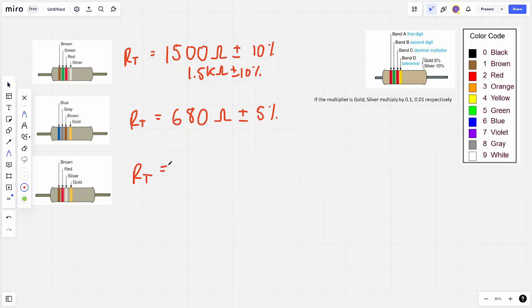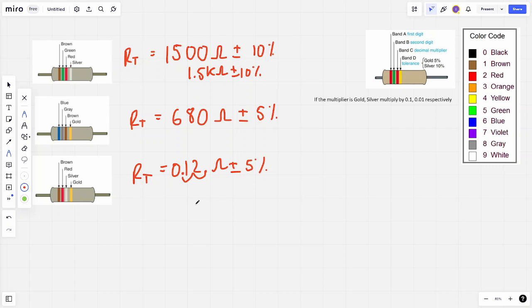Now let's look at the third example. The first band is brown, so that's 1. The second band is red, which is 2. And then we've got the multiplier as silver. So now the decimal point is here. If the multiplier is silver, we have to multiply by 0.01, so that's divided by 100. Let's move the decimal point by 2 places, 1, 2. So we've got 0.12 ohms plus or minus gold tolerance, which is 5%.